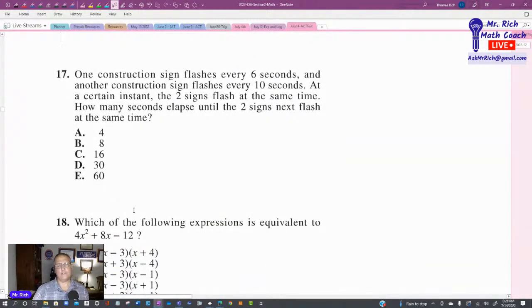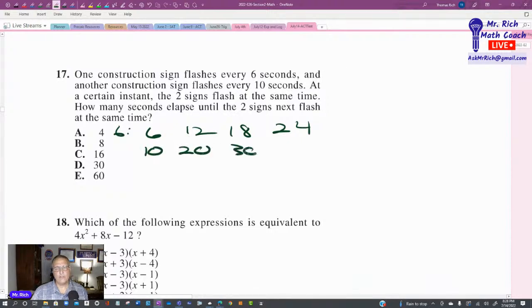17, one construction sign flashes every 6. I've seen a problem like this recently. One construction sign flashes every 6 seconds and another one flashes every 10 seconds. At a certain instant, the two signs flash at the same time. How many seconds elapse until the next time they flash together? Basically what I'm doing is this first one that flashes every 6 seconds will flash at 6, 12, 18, 24, etc. The other one is going to flash at 10, 20, 30, 40. It looks like they're going to flash at 30 right there. So I am going with D.